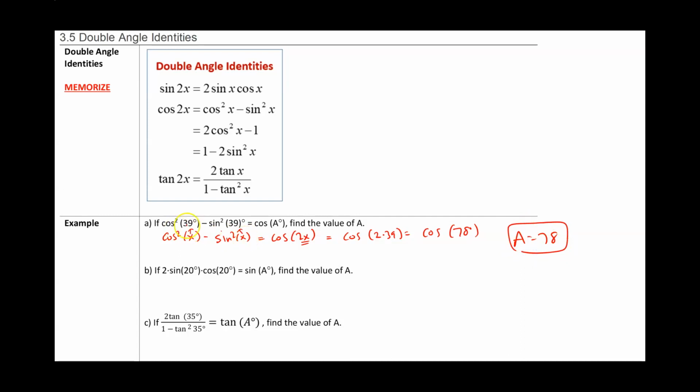So look for the pattern, figure out the value of x, and in this case these are all double angle identities, which means we're going to multiply x by 2, since cos squared x minus sine squared x equals cosine of 2 times x. So if x is 39, then this parentheses will be 2x, which is going to be 78.